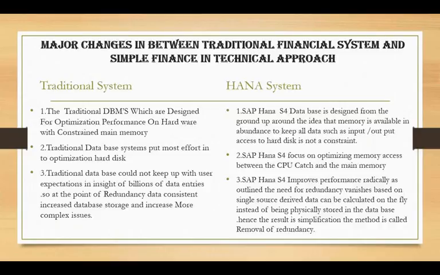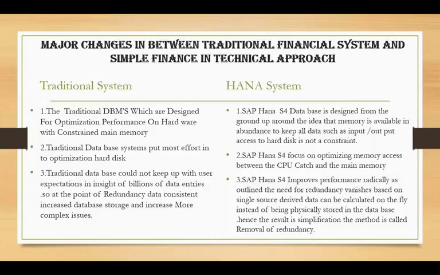And in the functional aspect also we need to understand. Here are the major changes between the traditional financial system and simple finance in the technical approach. First I am going to concentrate on the technical approach. The traditional DBMS, the database management system, is designed for optimizing performance on hardware with constant main memory. That means in a traditional database system, everything completely depends on main memory.